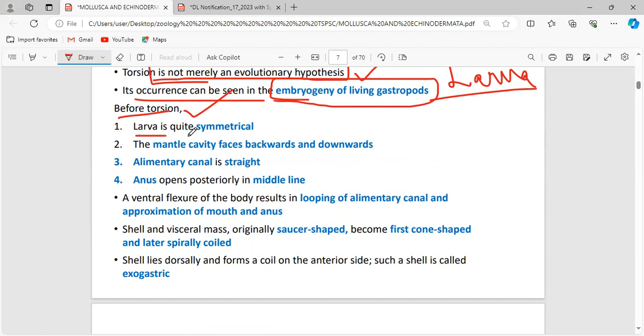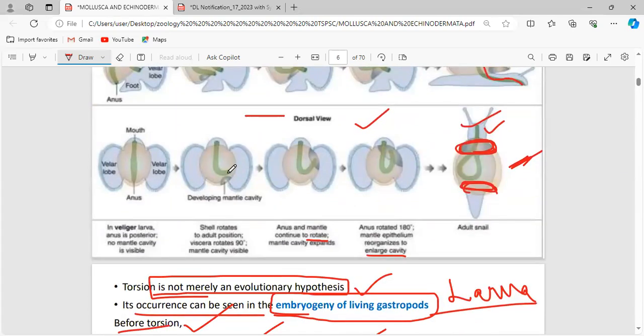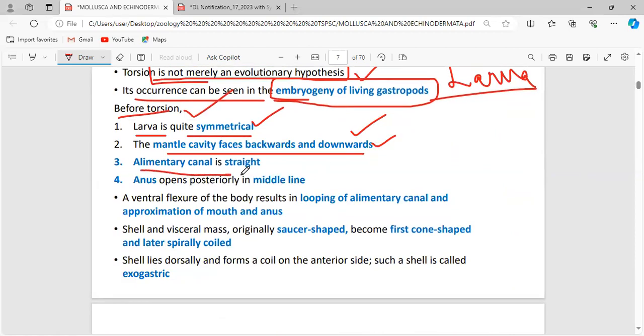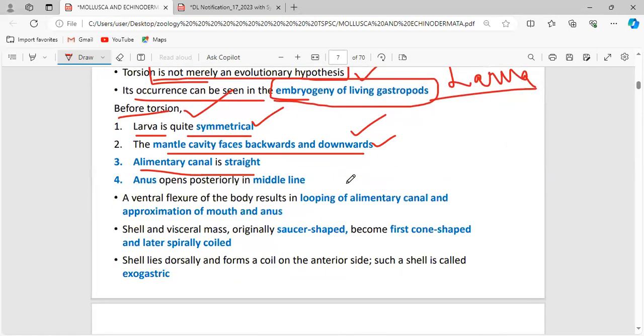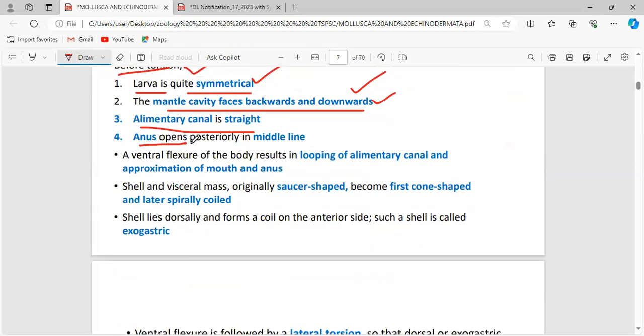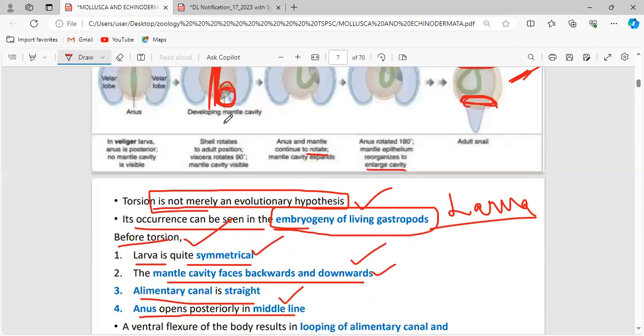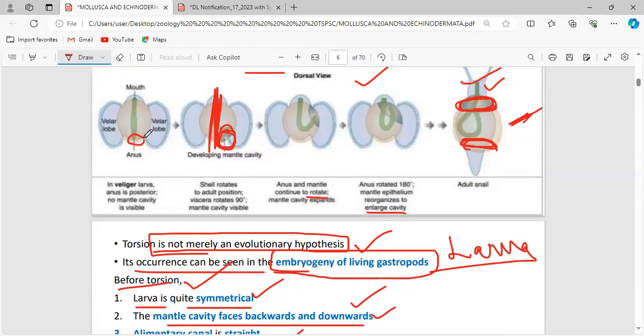Okay, see, the larva is quite symmetrical. Symmetrical means what? Before torsion, if we cut that particular organism, we can get two equal halves. That is symmetrical. Okay, the mantle cavity faces backwards and downwards. See, initially it is in the backward and downward position. That is what is explained here. The alimentary canal is straight. See, initially it was straight. Alimentary canal means what? A digestive tract. Okay. Now, the anus opens posteriorly in the middle line. The anus will be present here in the posterior region.